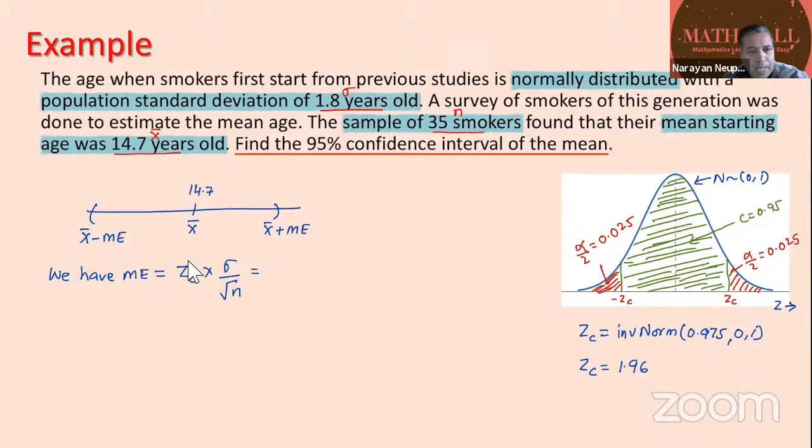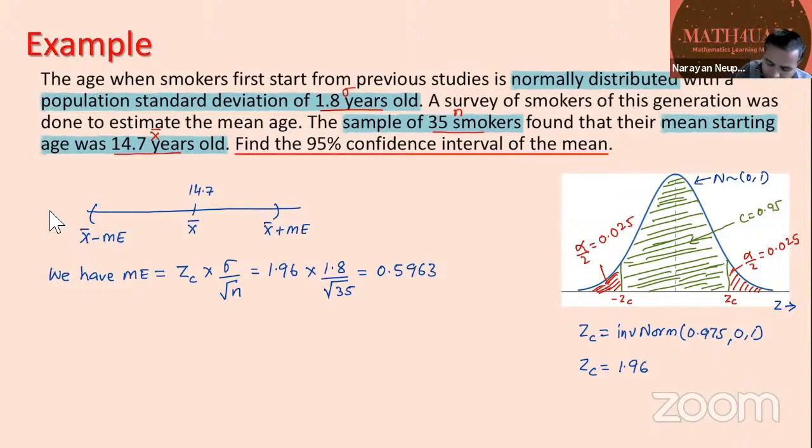So if I do that, now plug in Z critical is 1.96 multiplied by the population standard deviation sigma is 1.8 divided by square root of 35. Now, if you simplify this using your calculator, make sure you do it, you should get 0.5963. So the margin of error is 0.5963. That means to this 14.7, we can add 0.5963 or we can subtract 0.5963 to get the upper and lower boundary for the interval.